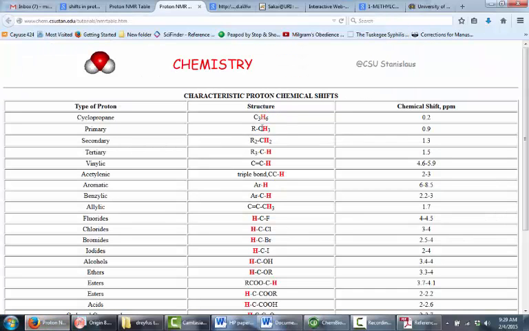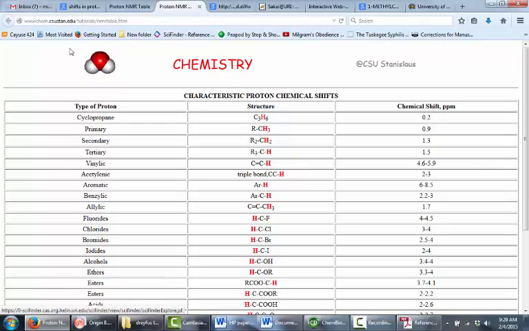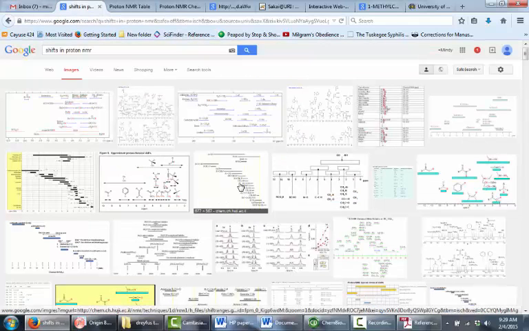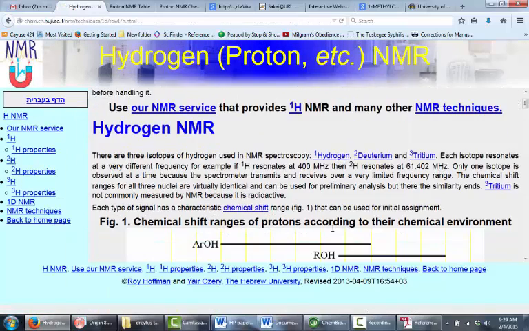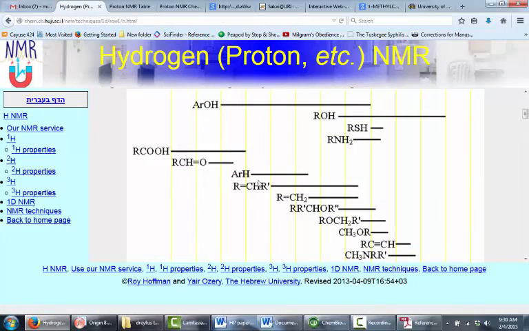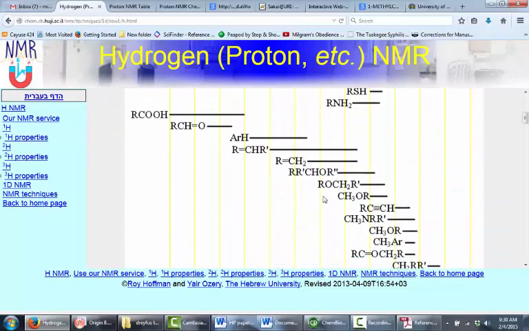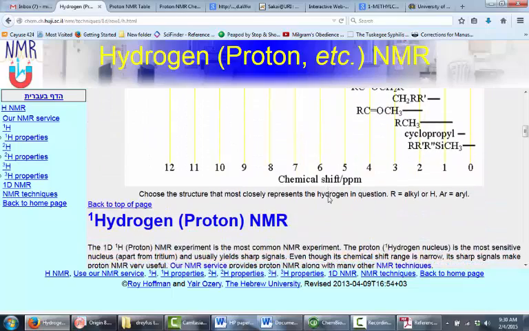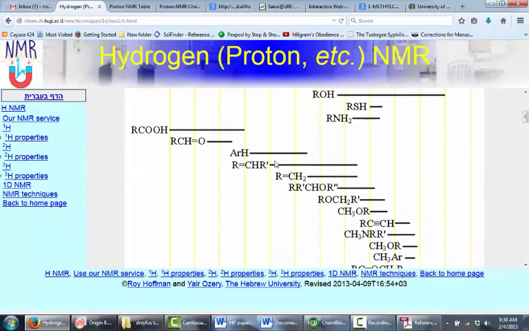We can pull up a number of different tables for where these proton shifts appear. Let's look at this one also, for example, where you can see the arenes. You can see the different regions, and again that corresponds to how shielded or unshielded each of these protons are by the rest of the molecule.